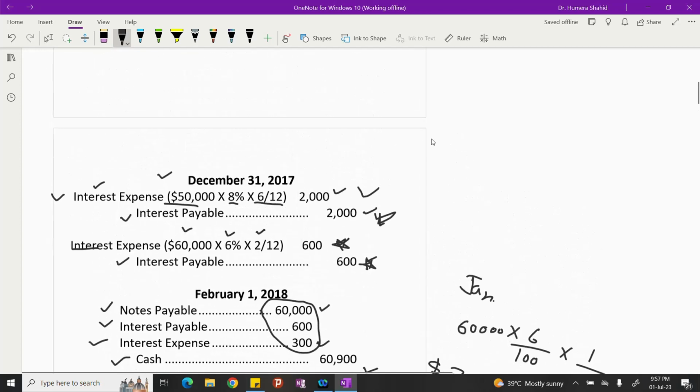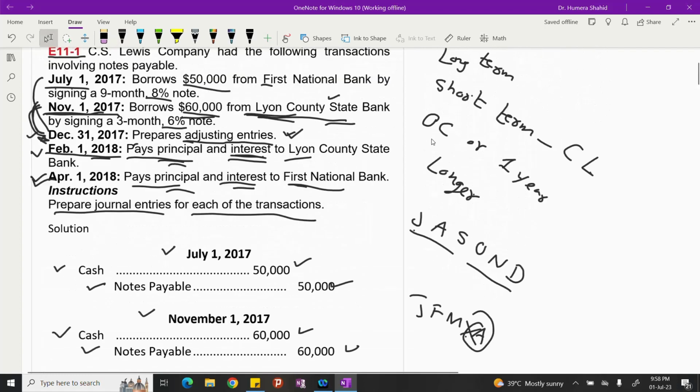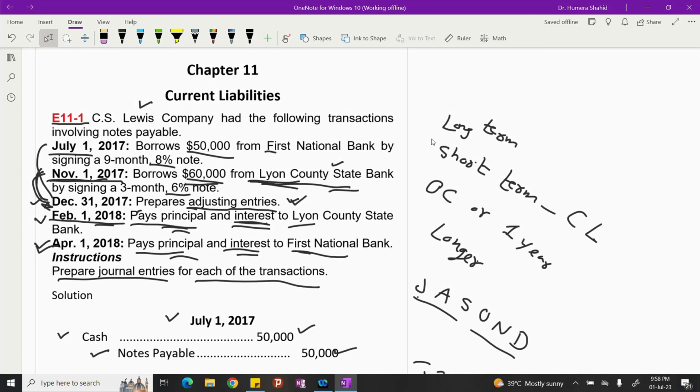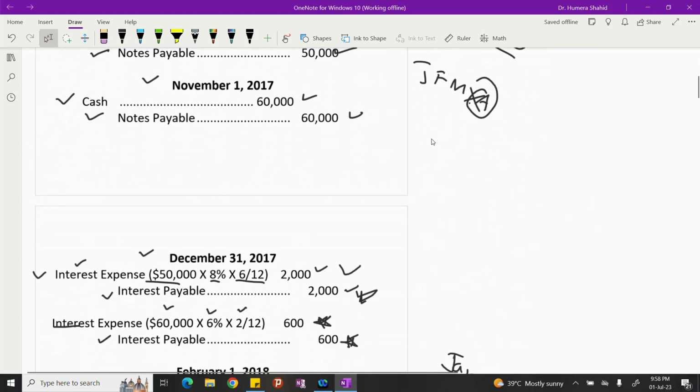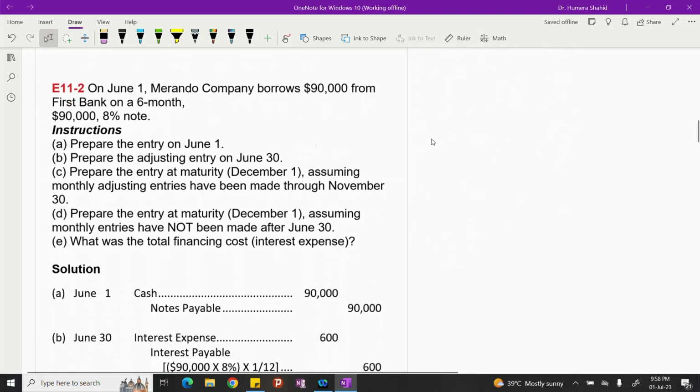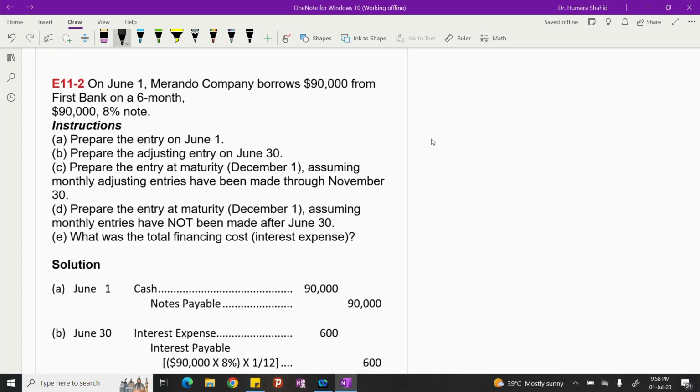So this is how we solved question number 11-1, which showed us different facts and figures regarding the notes payable. Let's move on towards the next exercise, which is 11-2.